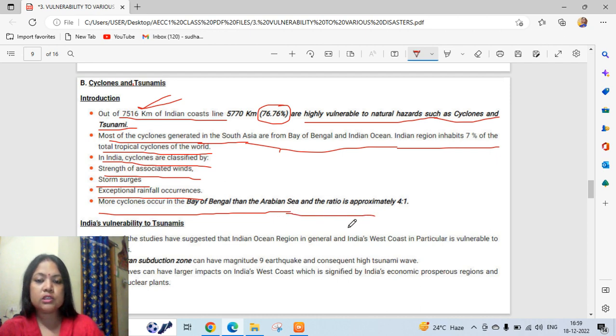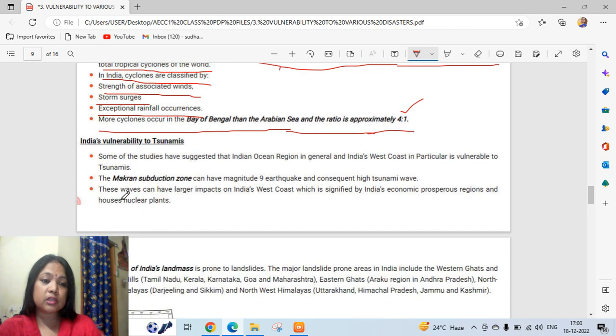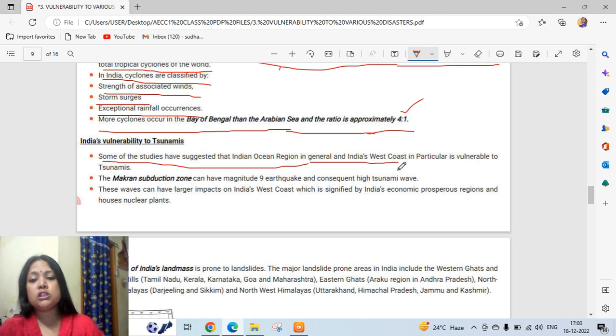And the ratio is approximately 4:1. Means the ratio of occurrence of cyclones in the Bay of Bengal to the Arabian Sea is 4:1. Okay. Then India's vulnerability to tsunami: some of the studies have suggested that the Indian Ocean region in general and India's west coast in particular is vulnerable to tsunami.